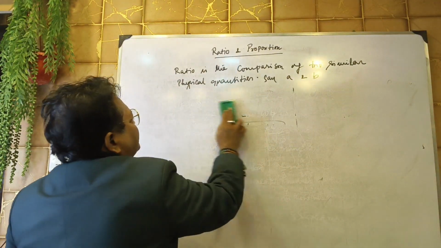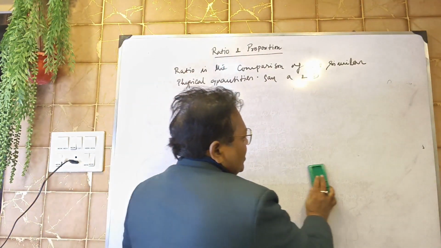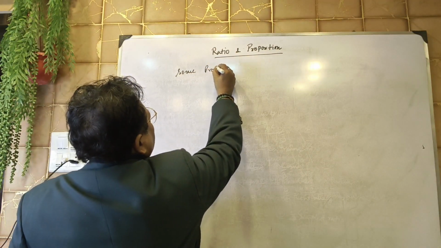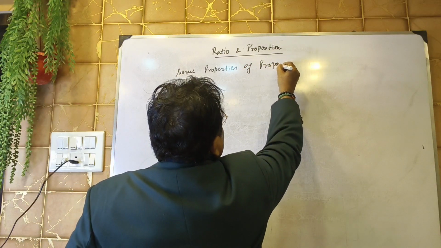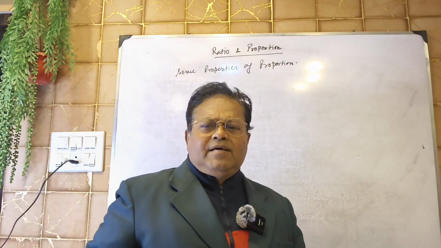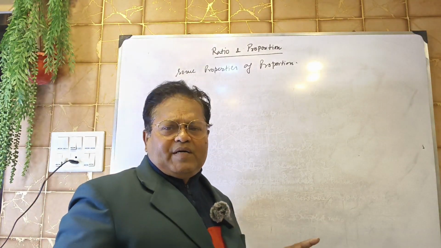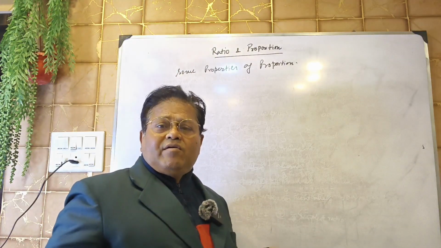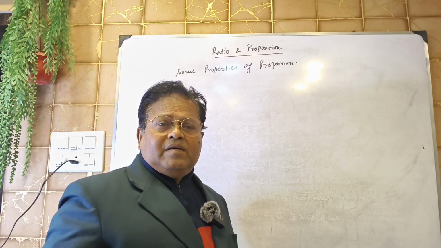At first I am telling about the fundamental idea about ratio and proportion, then thereafter I will do some properties of proportion. These properties of proportion are not available in the CBSE syllabus. You will get them only in the ICSE syllabus, but these are very essential properties of proportion: componendo, dividendo, alternando, and invertendo.